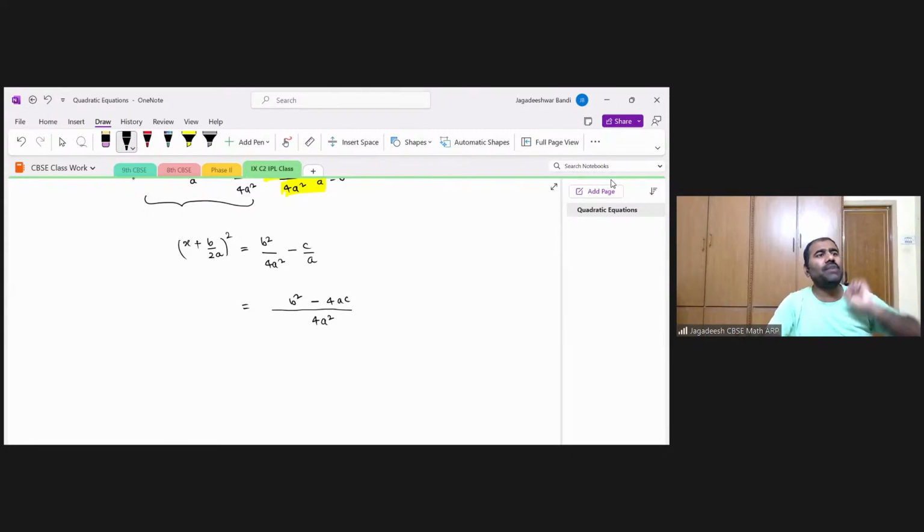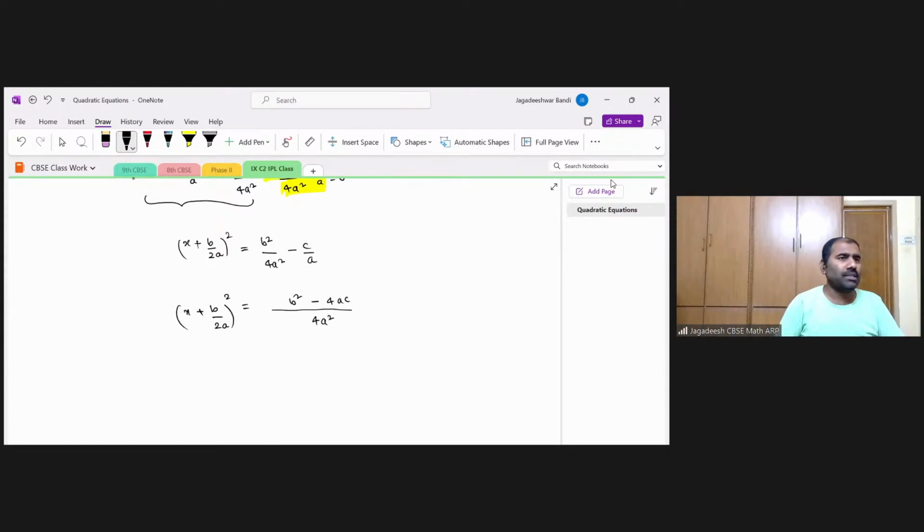So after simplifying, we'll get b square minus 4ac by 4a square. This is the right hand side. And anyway, on the left hand side, we have x plus b by 2a whole square. Fine. Our target is what?